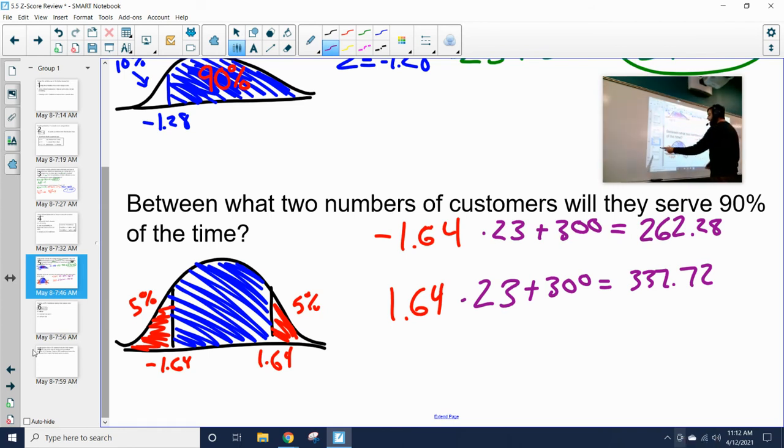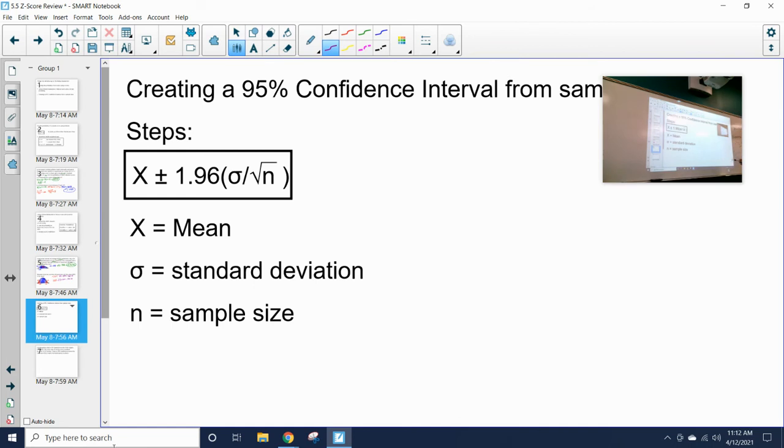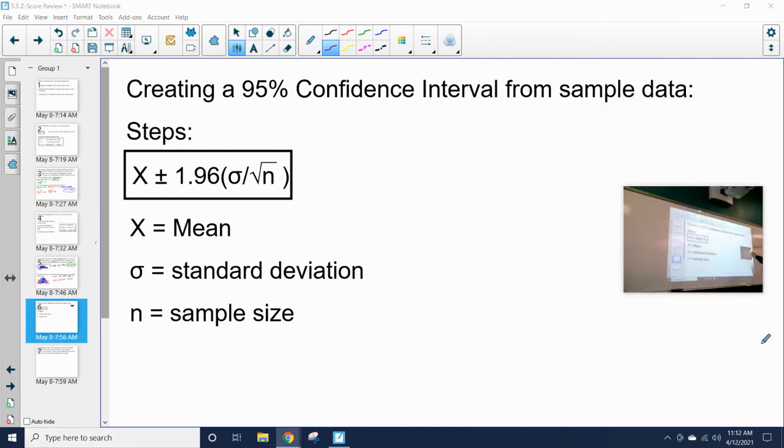All right, last little piece. Creating 95% confidence intervals was pretty easy. All you had to do was figure out the average plus or minus 1.96 times the standard deviation divided by the square root of n, which was the sample size. So we had the mean, the standard deviation, and the sample size.